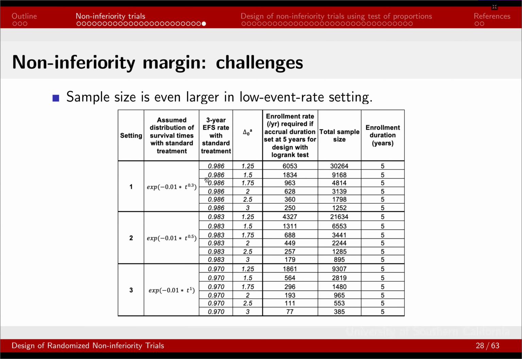Let's look at the second row over here, where the 3-year EFS rate in the standard care treatment arm is 98.6%. So it's really, really good. This is a low event setting. If we do a non-inferiority trial with a margin of 1.5, then if we want to have a trial that can complete enrollment within 5 years, which is still a long time, that would require a total sample size of more than 9,000, meaning an annual accrual rate of more than 1,800, and that's almost impossible for any pediatric cancer. In fact, for ALL, there are more than 1,800 patients newly diagnosed every year.